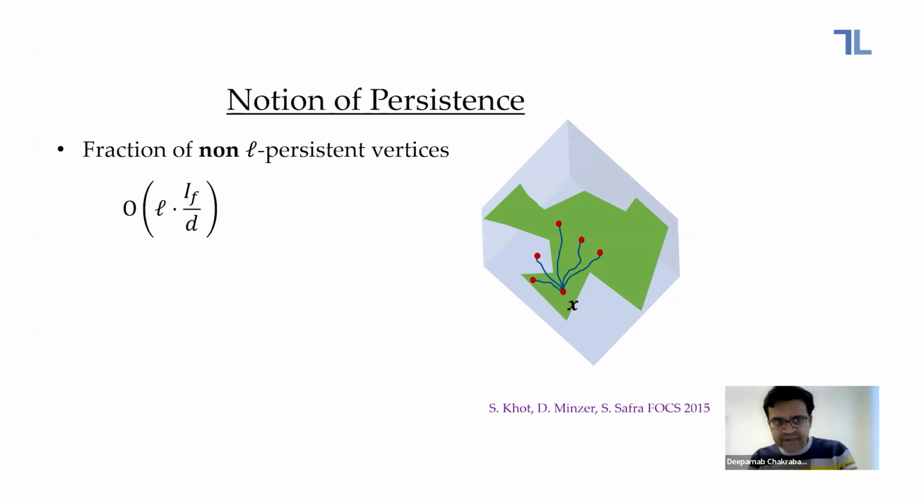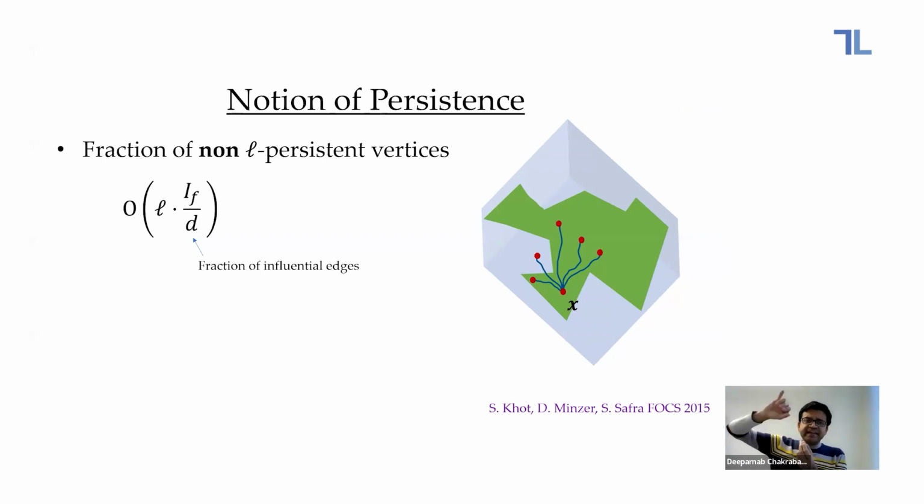Okay, so let me interpret this. IF now is the actual total influence of the function, not directed. It's undirected. So IF by D is the fraction of hypercube edges which have different function values at their endpoints. And L times IF by D is, the way to think about this number, I'm at X, I'm walking L edges up.